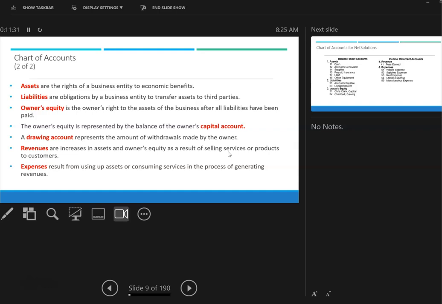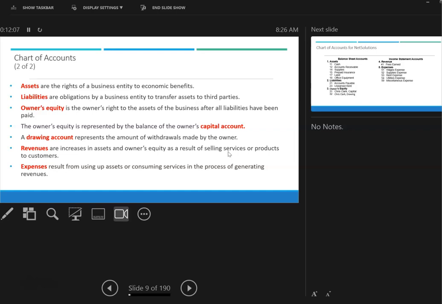Assets are on the right side of the equation. We know assets are resources. Another way to say it is assets are the rights of a business entity to economic benefits. Liabilities are other individuals' claims to those resources, or another way we could say it is obligations by a business entity to transfer assets to third parties.